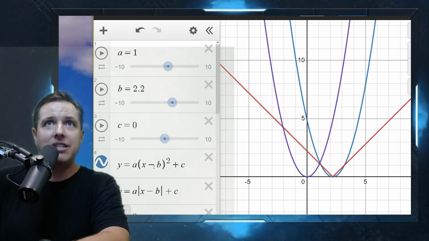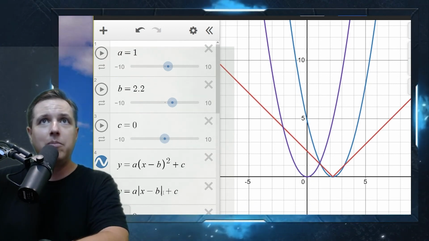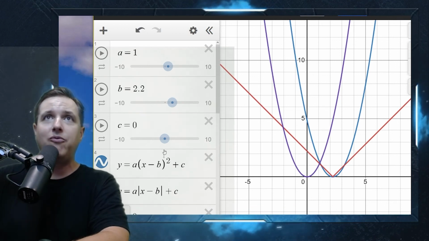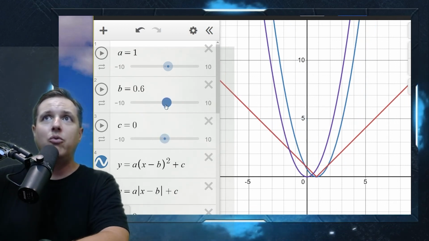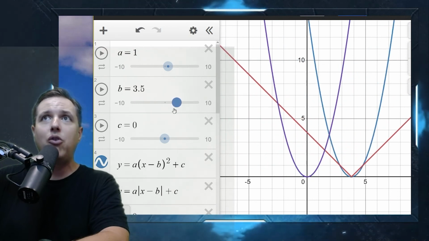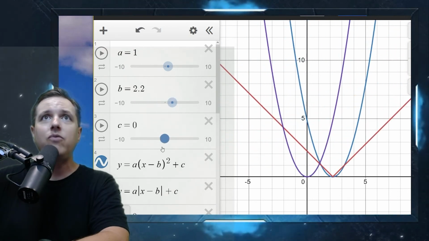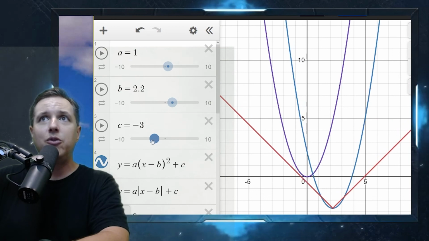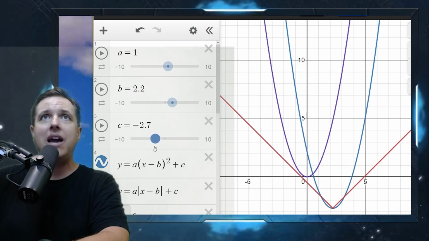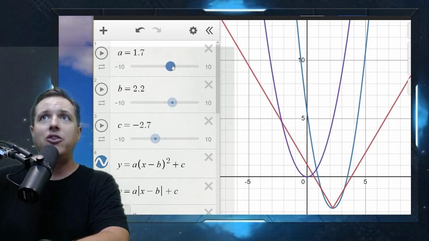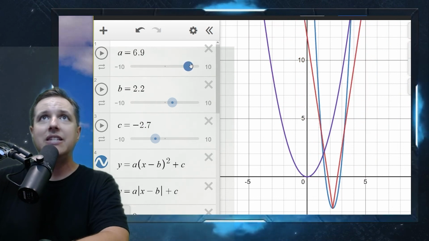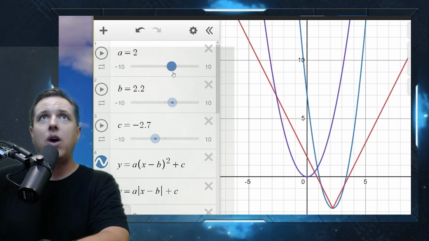So when that value, see how the B here is inside the parentheses before the squaring is taking place? Here the B is inside the absolute value before you're taking the absolute value. Well, when you change the B value, it moves both of them left and right. When I change the C value, it moves both of them up and down. When I change the A value, they both get skinny or they both get wide.